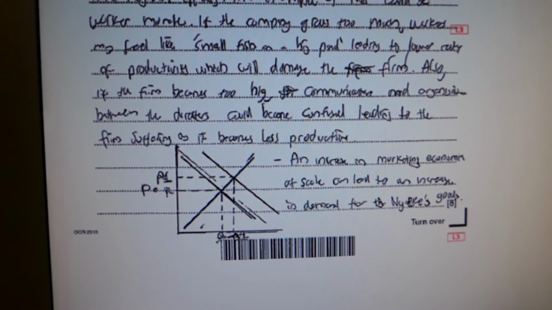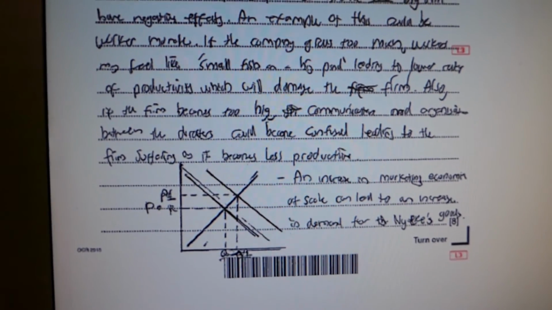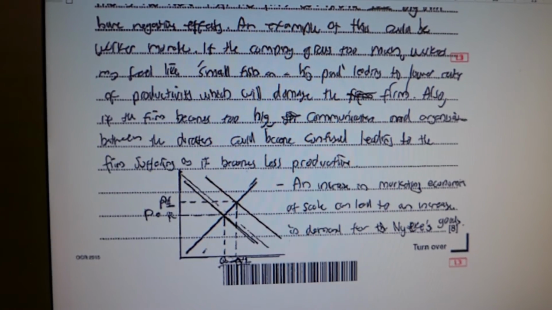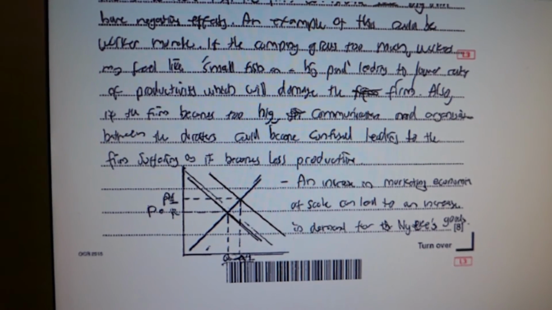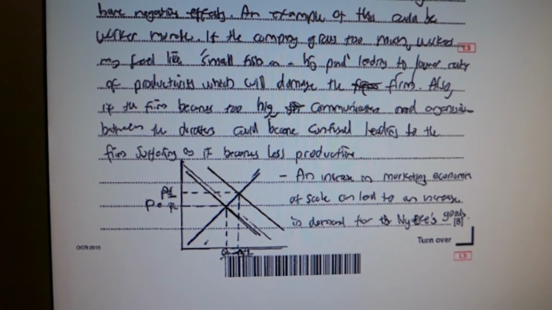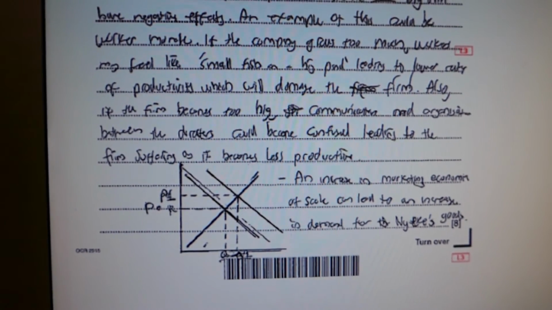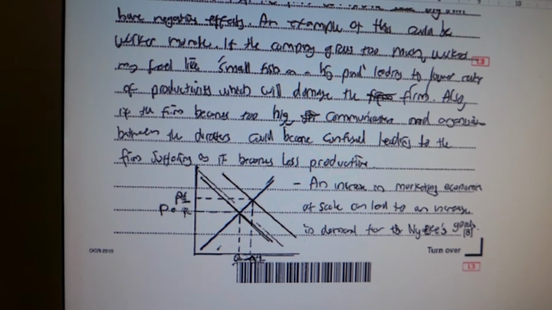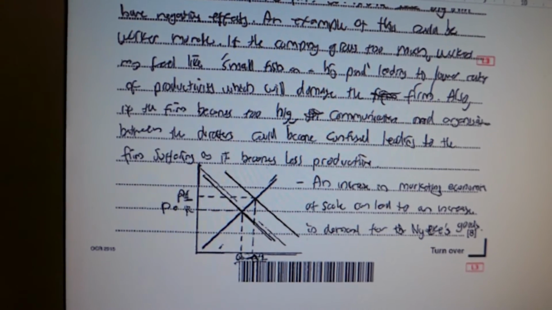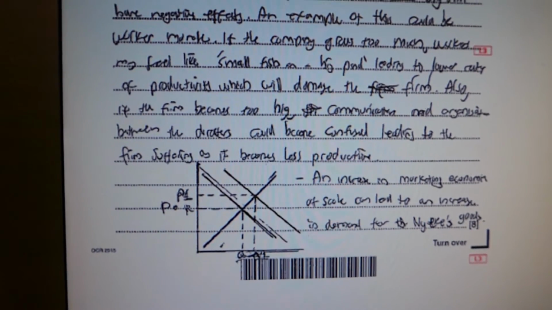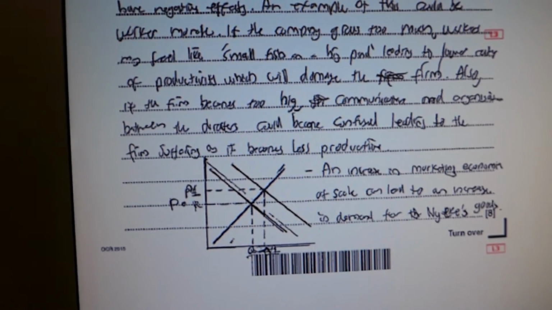Also, if the firm becomes too big, communication and organisation between the directors could become confused. Again, so that's an example of the diseconomies of scale, which are of course coordination, communication, control and morale, if you can get those into your answer.